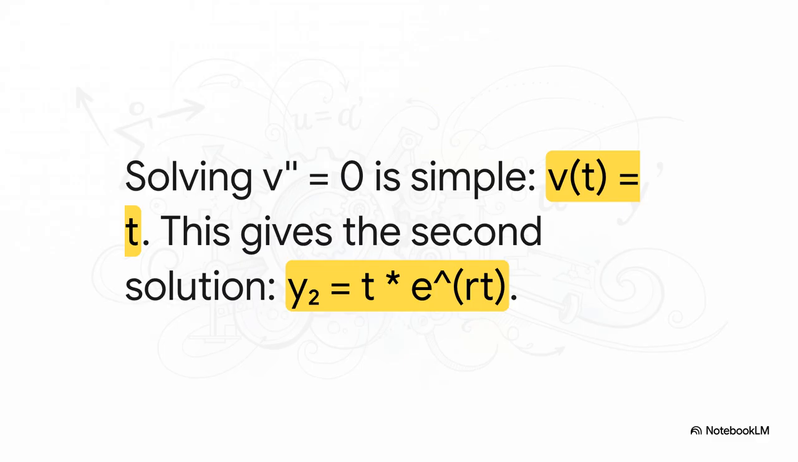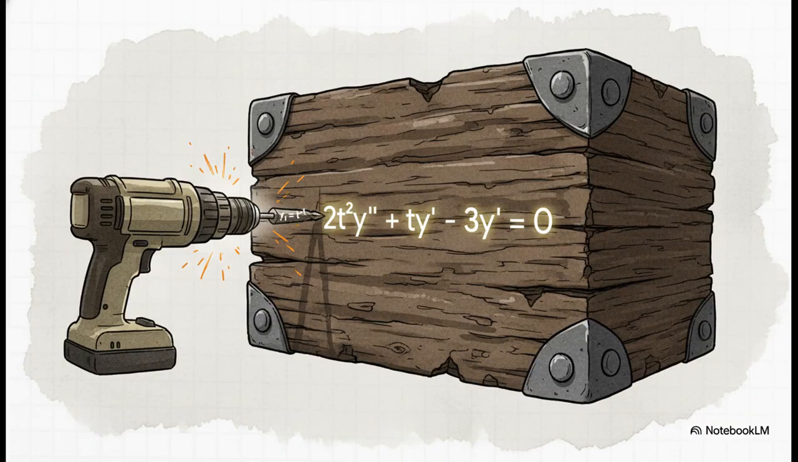We only need one new solution, so we can pick the simplest case. Let's say the first constant is 1 and the second is 0. That gives us v of t equals t, and there it is. The second solution is y2 equals t times e to the rt. Mystery solved! All right, for our next example, let's break out the power drill.